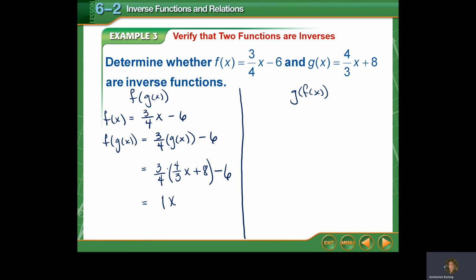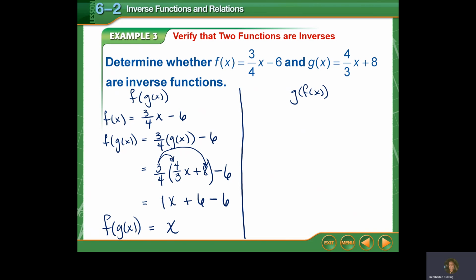And then I got to say 3/4 times this one. What's 3/4 times 8? Plus 6. Then I bring down the minus 6, right? Well, tell me, baby, what is 6 minus 6? 0. And 1x, do I need that 1 there? Nah. So is f of g of x equal to x? Yeah. It's equal to x.